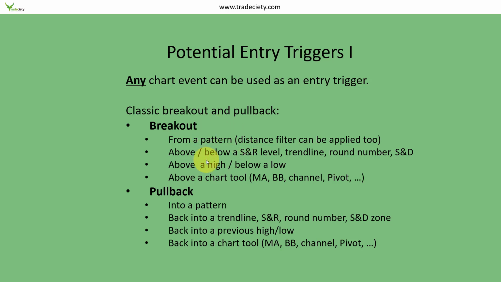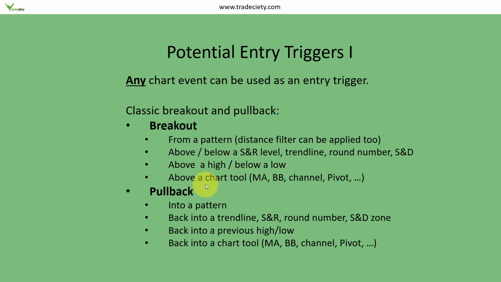We could also have a breakout above or below a support level, through a trend line, through a round number, supply and demand area. And again, it's not as black and white as it may seem. We could layer other filters and criteria on top of that. We could have a breakout above a recent swing high or a swing low when we look at trend waves and how they form on our charts.